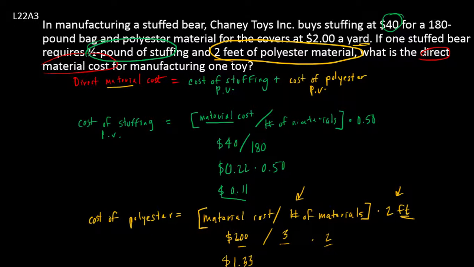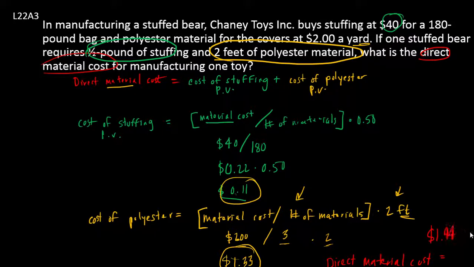$1.33. So finally, if I just add $1.33 to 11 cents, I find that my direct material cost is equal to $1.44 per bear.